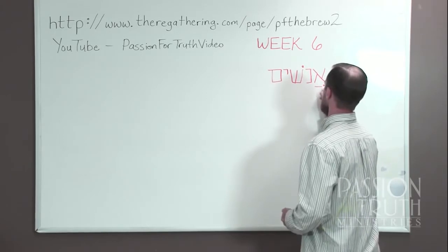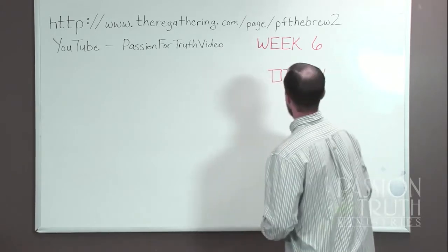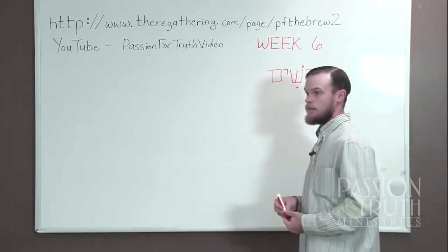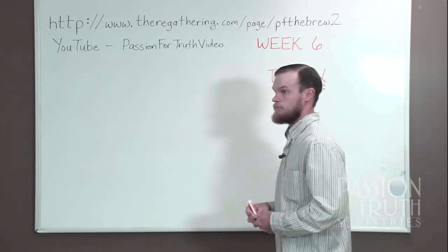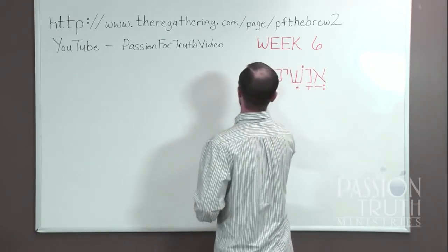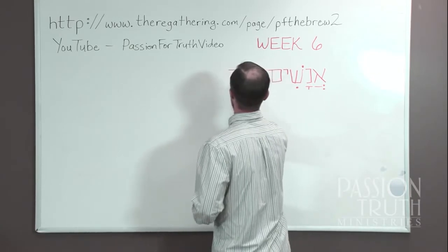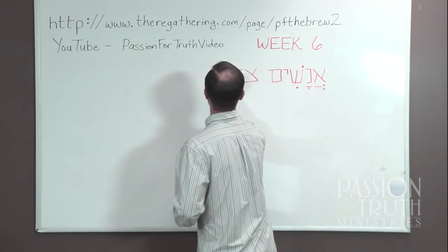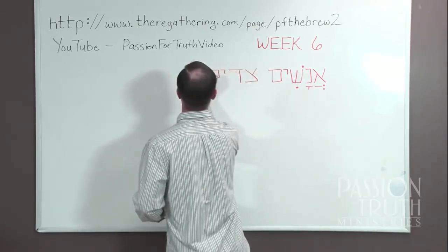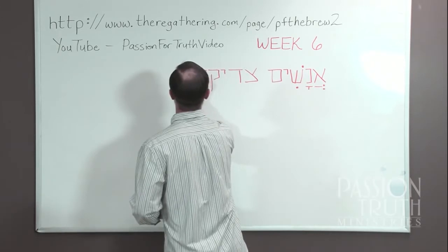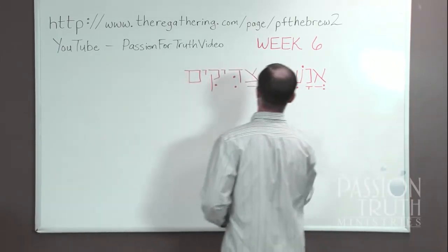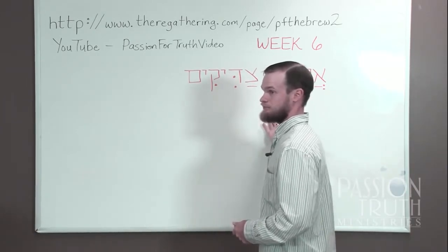So anashim, men. If we were to say righteous men, we could use tzaddik, and say tzaddikim. Use tzaddik as an adjective. So anashim... Almost slipped there. No, there are no righteous anakim, at least none that are recorded. So anashim tzaddikim, righteous men.